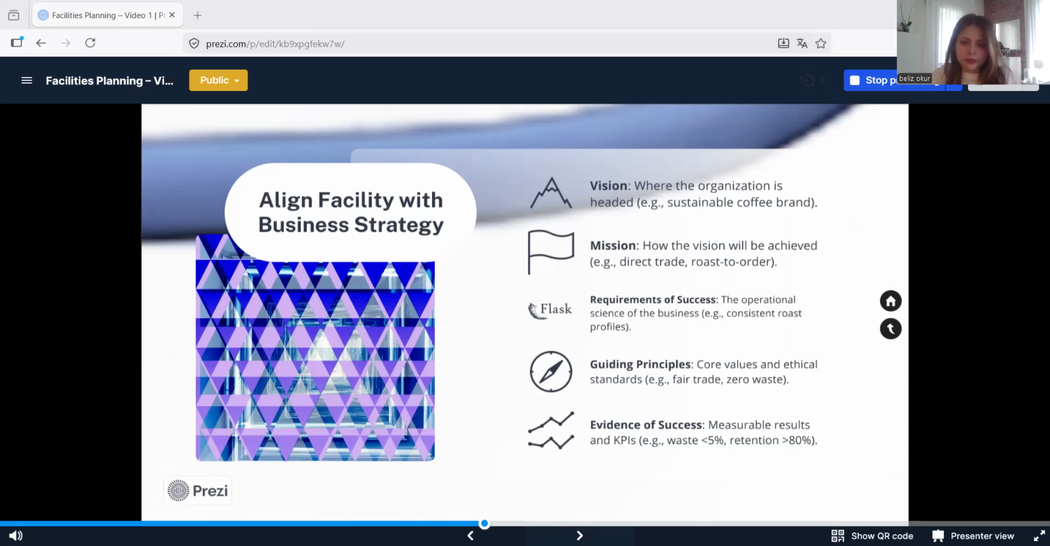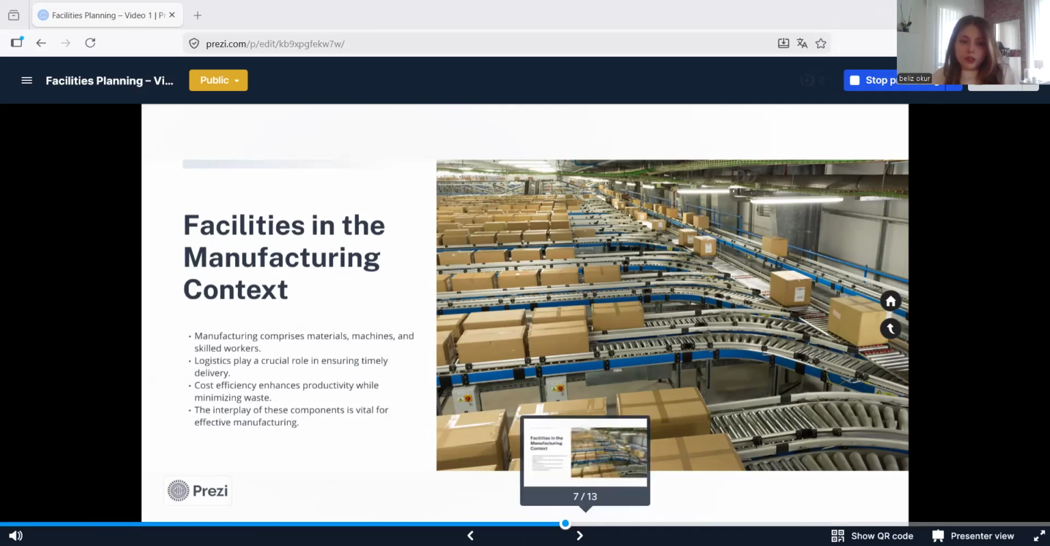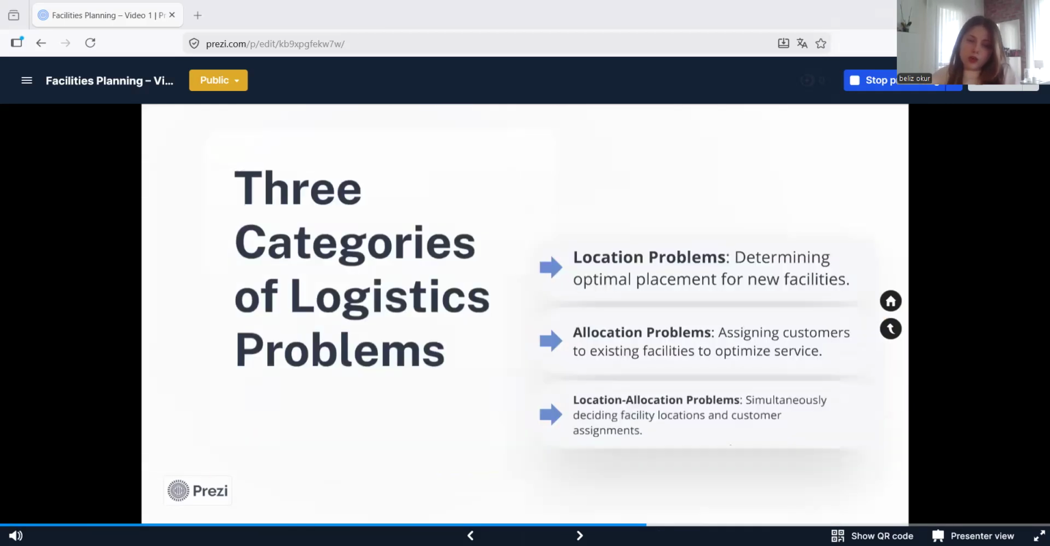Let's bring this specifically into the manufacturing context. Manufacturing is the ultimate interplay of materials, machines, and skilled workers. In this environment, logistics plays a crucial role in ensuring things get delivered on time. Cost efficiency here doesn't just mean spending less. It means enhancing productivity while minimizing waste. The interplay of all these components is what separates a world-class manufacturer from the rest. Because logistics are so deeply tied to our facility.